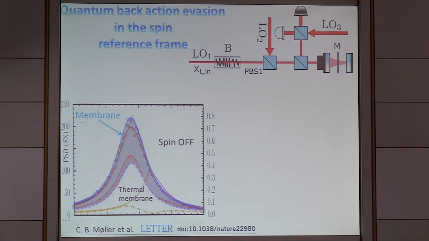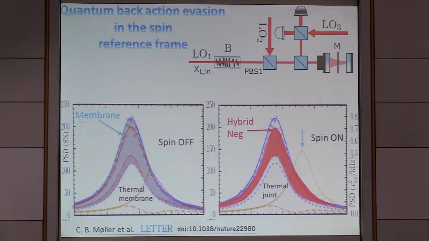And now we add the atoms. So, first of all, great news is that the overall noise goes down. So this is the overall noise of the membrane only, and the red one is the hybrid. So you add another quantum system, and you reduce the noise. Albeit, the atoms, they also have their own noise, right?